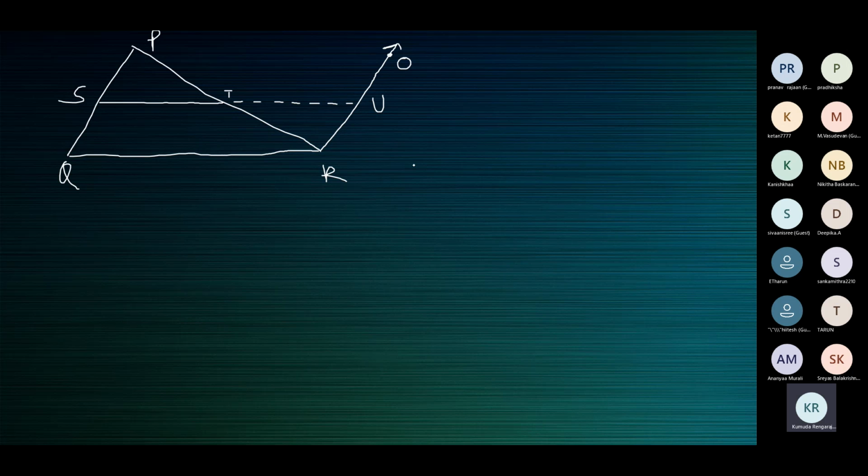Now, which quadrilateral do you want to prove as a parallelogram? Ma'am, QSUR. You want to prove that QSUR is a parallelogram. Now, by construction, you already have one pair of parallel sides. Which are they?